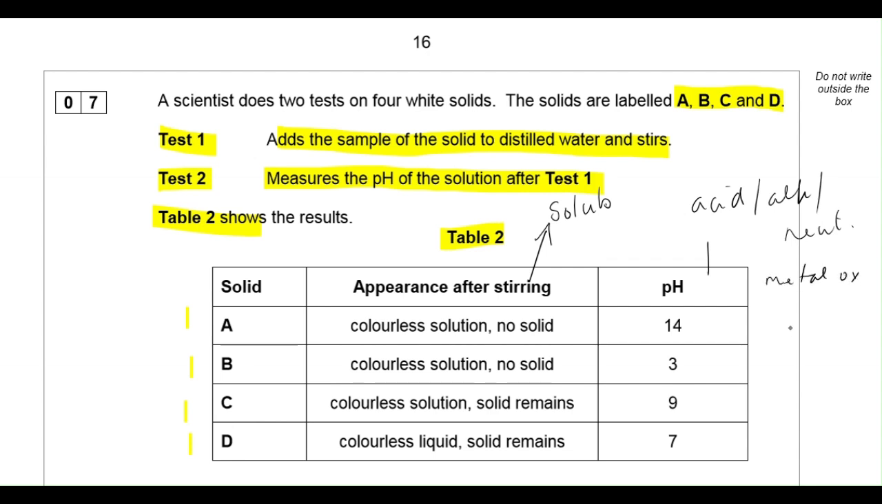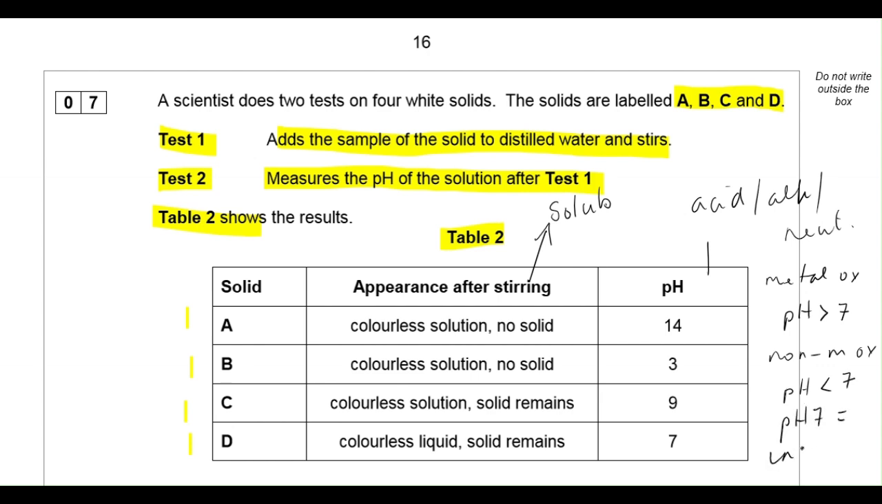Non-metal oxides, when dissolved in water, form a pH less than 7. Now, if a solution has a pH of exactly 7, it's neutral, but it probably tells you that the solid did not dissolve at all. In other words, it's totally insoluble.